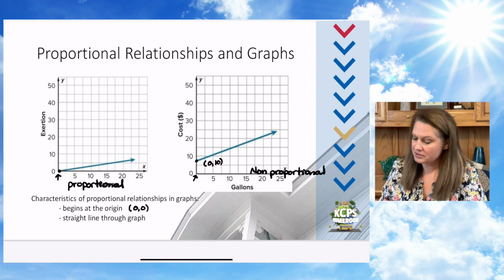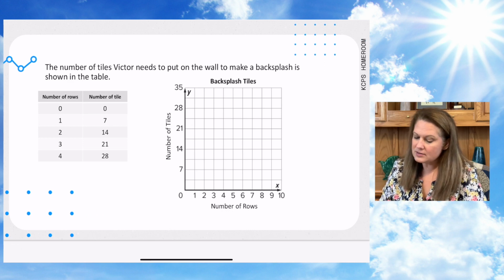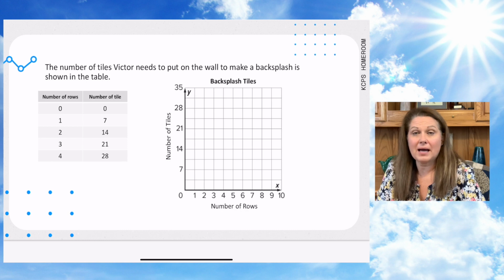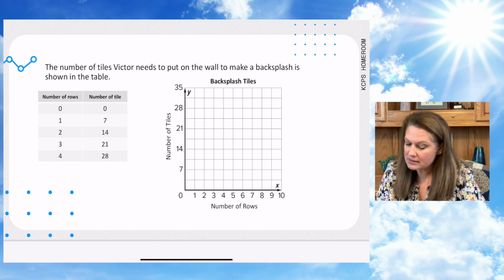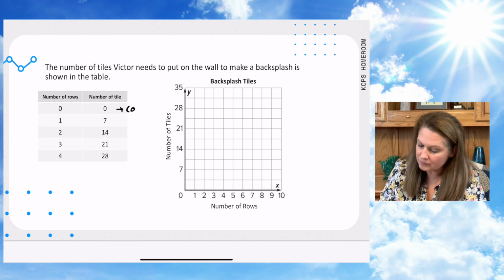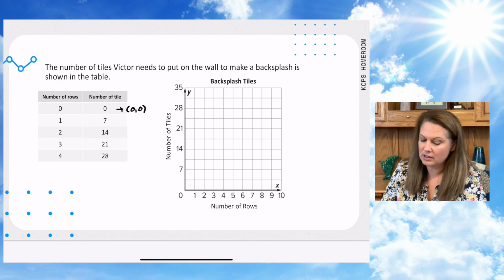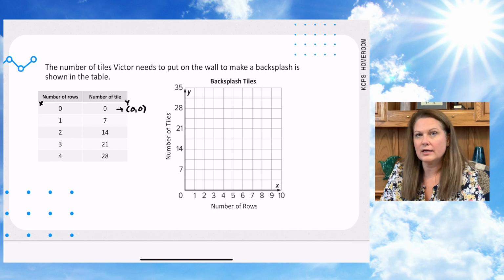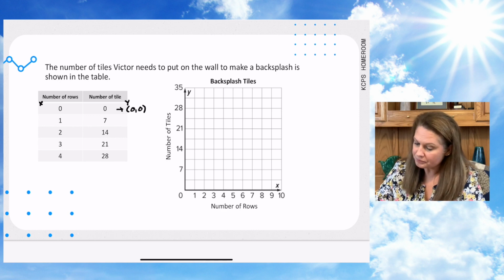So let's look at some examples. Our first example is a situation: Victor is making a backsplash in his kitchen. And the table has rows 0, 1, 2, 3, and 4. The y value, or the number of tiles, represents how many tiles are total in those rows. So if we notice 0, 0, we can make an ordered pair by taking the left column and the right column, putting them together. This represents the x, this represents the y. And when you put your ordered pair together, make sure you put your x on the left, your y on the right. So if we look at our graph, we're going to start at 0 and we're going to go up 0. So yes, in fact, it does start at our origin.